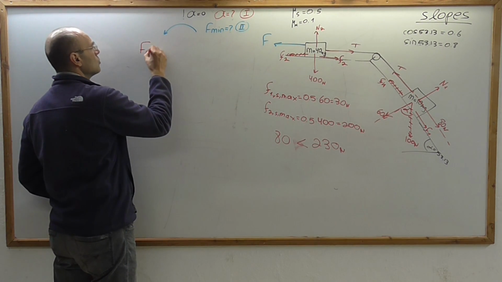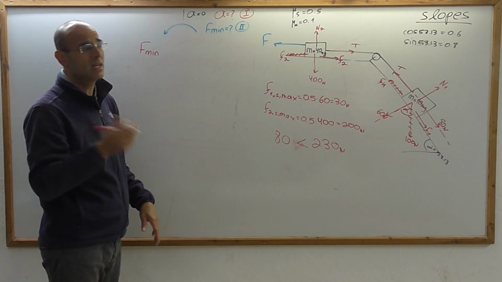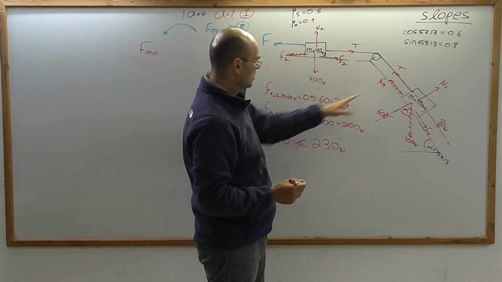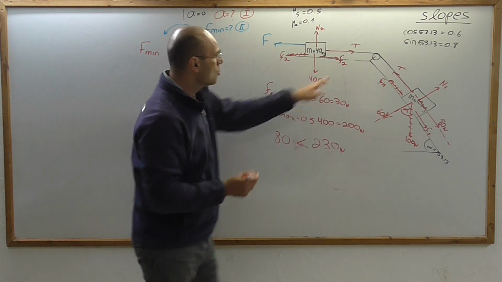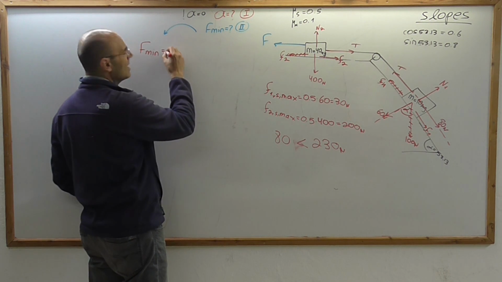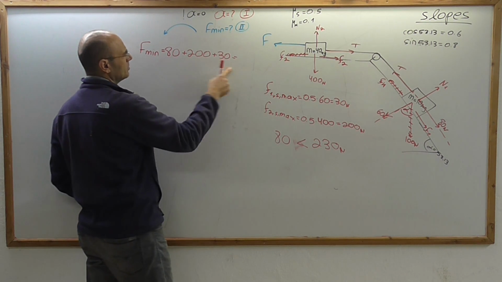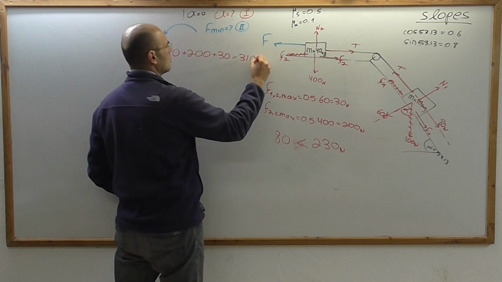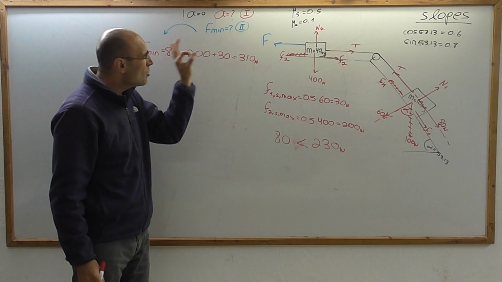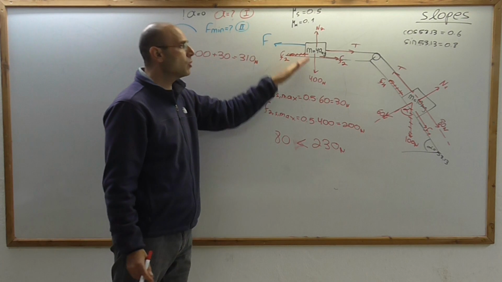Now, what I want to do, I want to ask the F minimum to overcome the biggest forces that can be in the other direction. It must overcome the 30, the 80, and the 200. So if I want the minimum force, I will ask it to be exactly 80 plus 200 plus 30, which is 310 newtons. So if F minimum is 310, one more push and it will move that way. If it's less, it won't move.